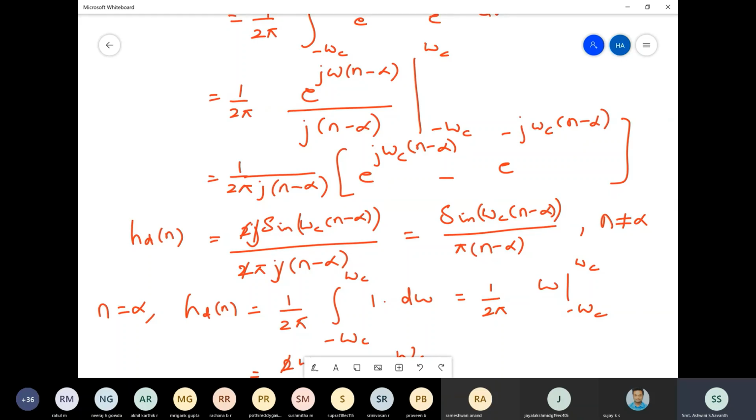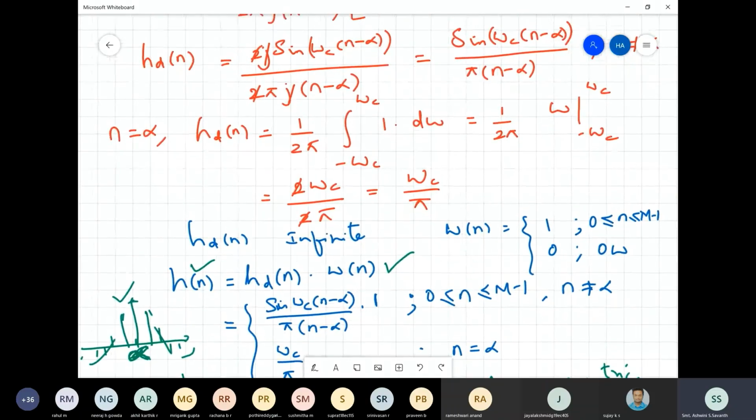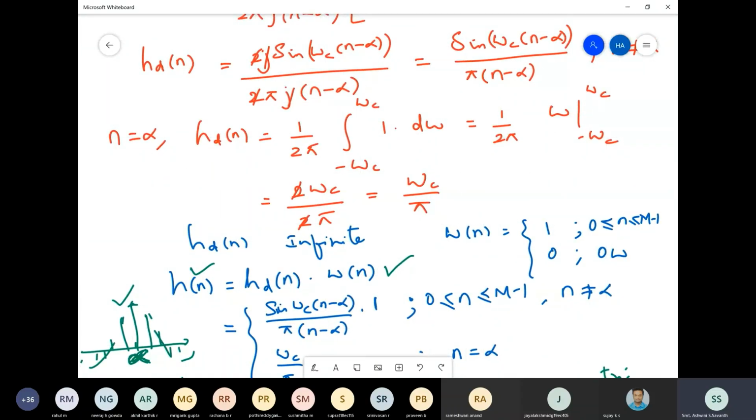So you know the window function, you know the equation for HD of n. On substituting the values of n, multiply HD of n and W of n. So what do you get? You're going to get your h of n, that is the filter coefficients. So that is the overall procedure for an FIR filter.